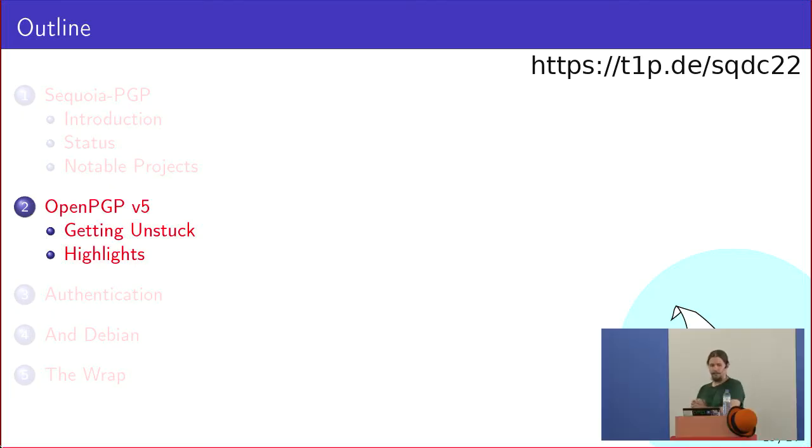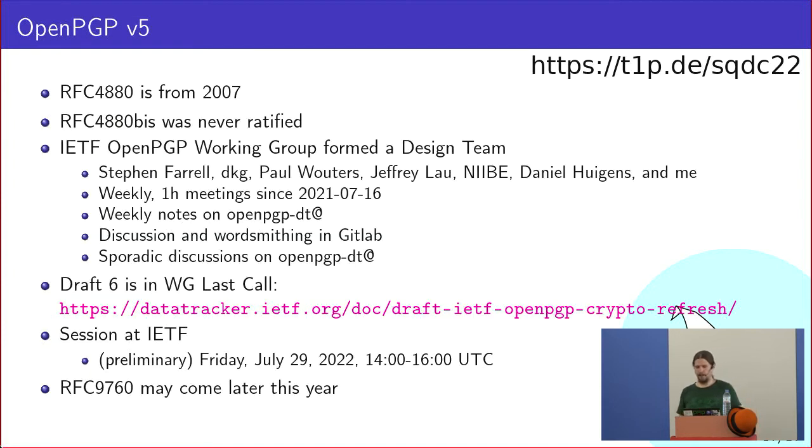Okay, let's talk about the revision of OpenPGP. So RFC 4880 was released in 2007 and has to be revised. Cryptographic algorithms change, become weak, we need new ones. And there was an attempt to do that, but that was never ratified by the working group. And we were kind of stuck.